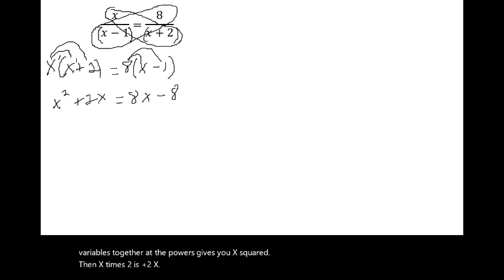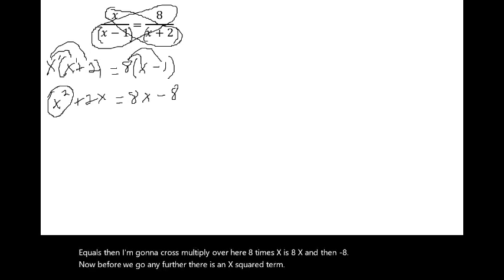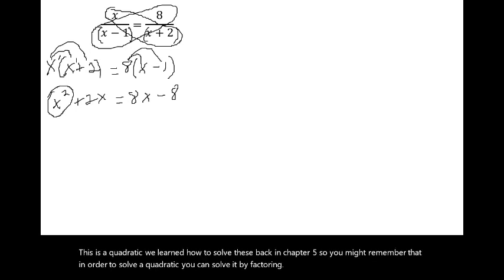Now, before we go any further, there is an x squared term. This is a quadratic. We learned how to solve these back in chapter 5. So you might remember that in order to solve a quadratic, you can solve it by factoring. In order to solve an equation by factoring, one of the sides of the equal sign does need to be 0, so the equation does need to equal 0.